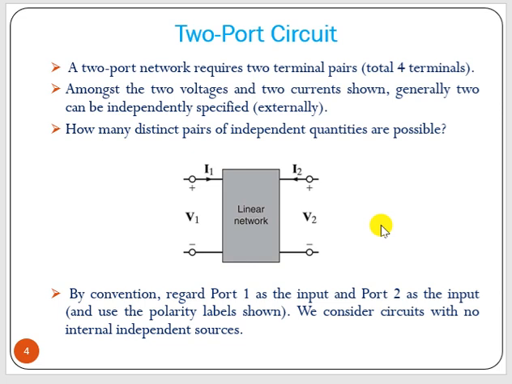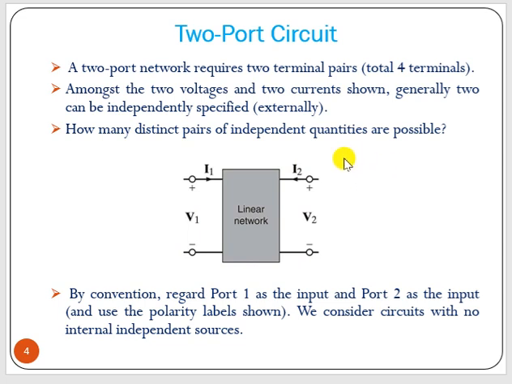Now what is a two port circuit? A two port network requires two terminal pairs, that means a total of four terminals, 1, 2, 3, 4, and among the two voltages and two currents shown. So at this side, say this is the input side, we show this is a voltage V1, current flowing I1, there is a voltage V2 at the output side, the current is I2. Now generally two can be independently specified.